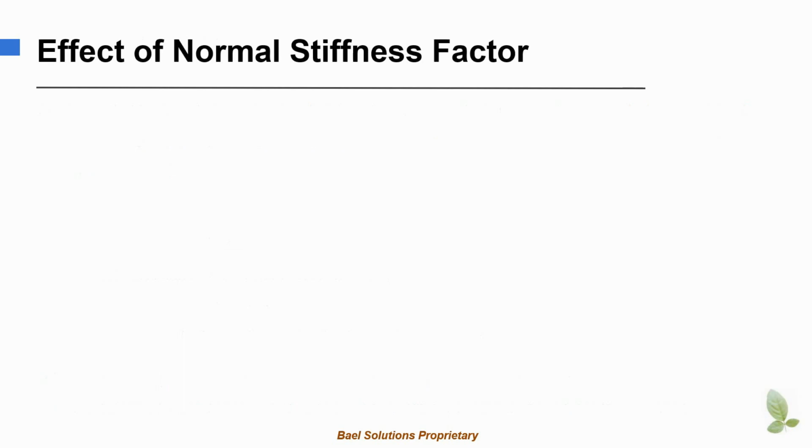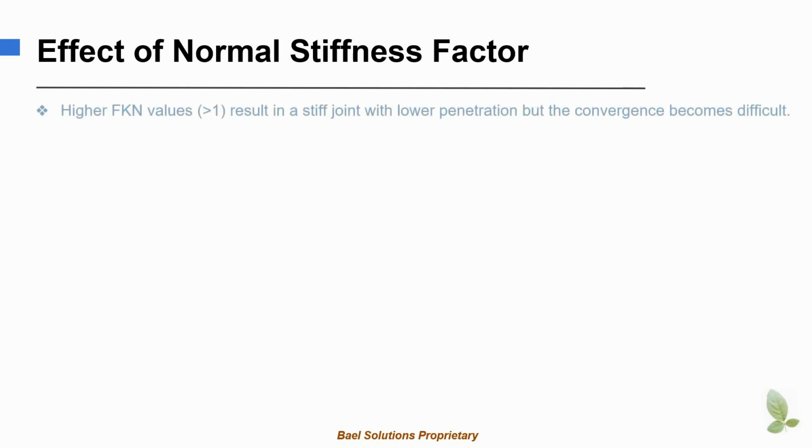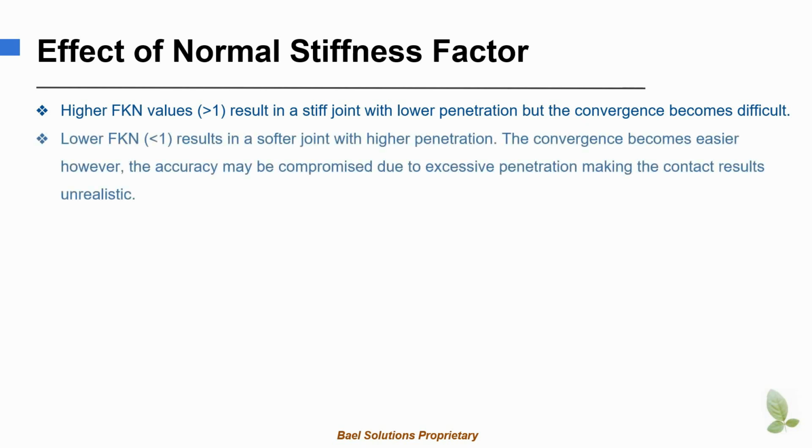The effect of a normal stiffness factor is demonstrated using an example in this slide. Fkn values greater than 1 result in a larger contact stiffness, and hence, lower penetration. However, it results in convergence difficulties. Fkn values less than 1 result in a smaller contact stiffness and ease of convergence. However, penetrations are higher, which can make the contact results unrealistic.